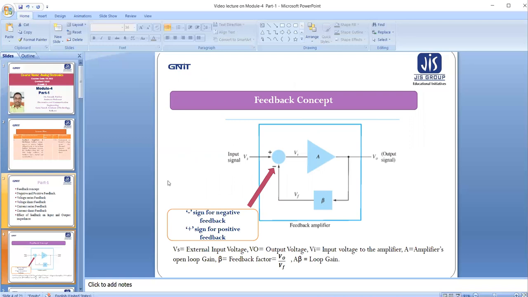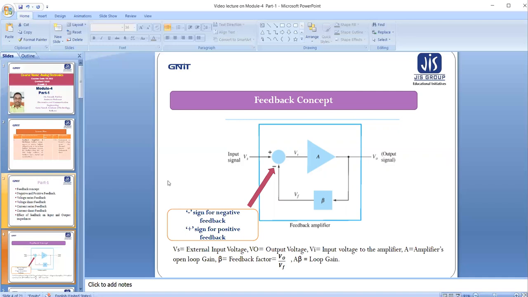So first, we will clear our concept about feedback. In the previous modules, we have just analyzed common emitter or emitter follower amplifier circuits. There are different parameters, derivation and analysis. Then we have also studied the cascaded amplifiers like RC coupled amplifier, transformer coupled, and the derivation of voltage gain, input impedance, output impedance of the cascaded one also.